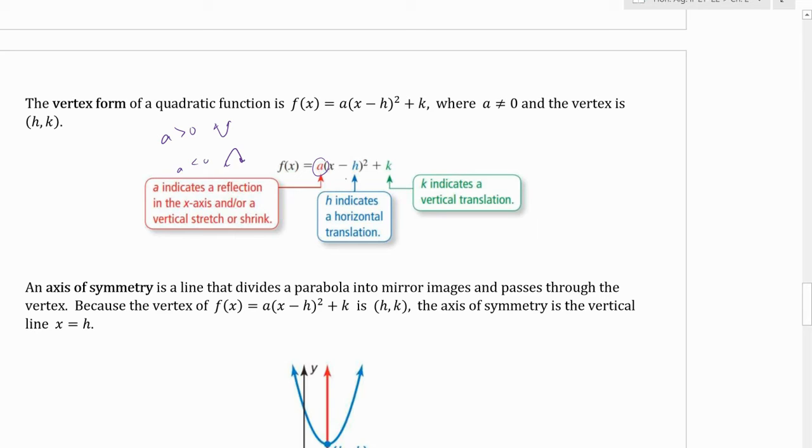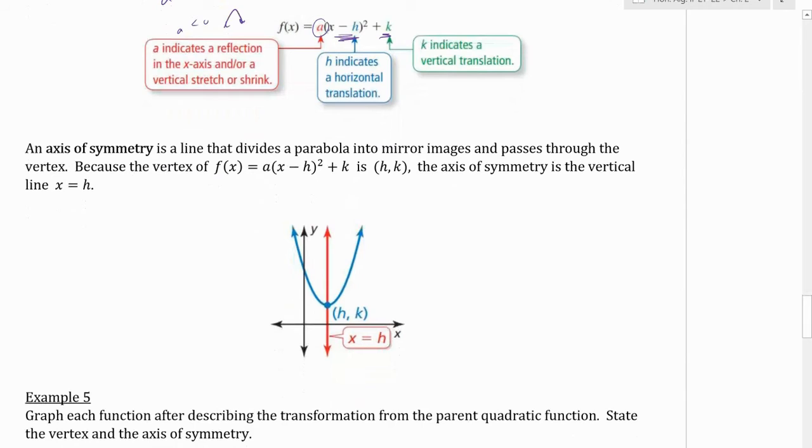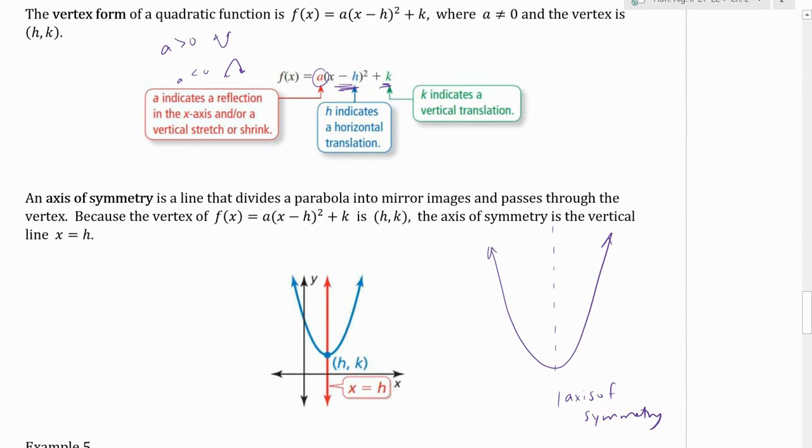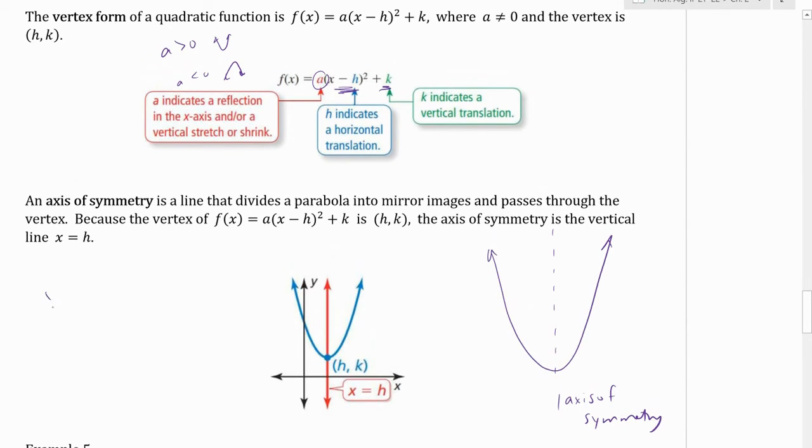We're going to move it left and right and then move it up and down. Okay. And then we also have a line on a parabola. Wherever you draw your parabola, there's a line that cuts it down the middle, so that if I folded it over that line, it's symmetrical on both sides. That's called the axis of symmetry. Okay. So if we're looking, let's just make it an example.